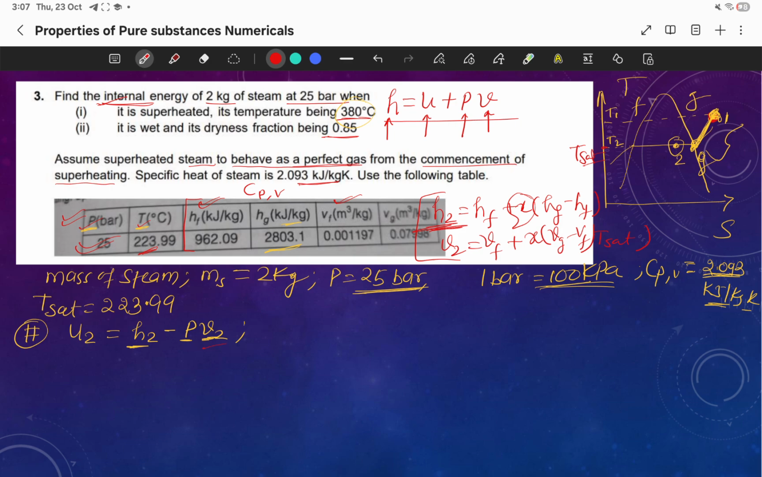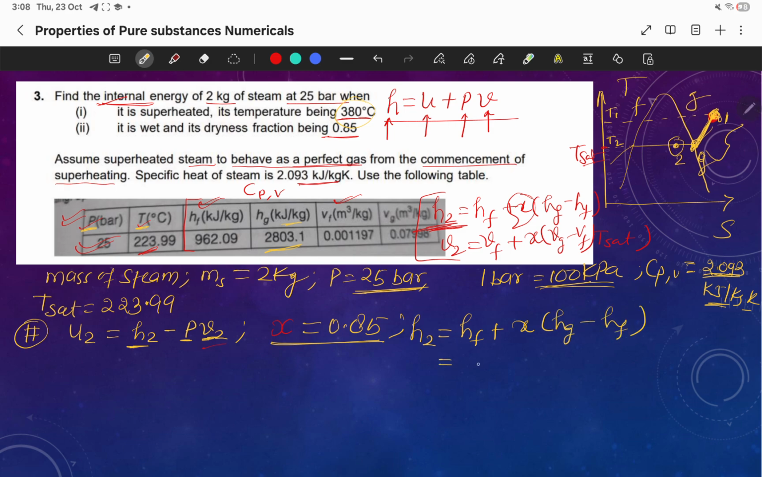Okay fine. So I think the dryness fraction is given in the question. If you see, the dryness fraction is already given in the question. This is 0.85. Now what else do we need? Life has become easy from here, right? First calculate the h2 value. h2 will be how much? hf plus x times (hg minus hf).